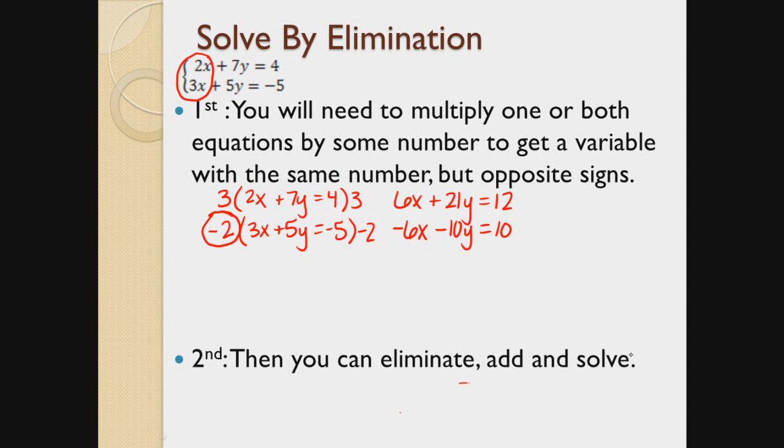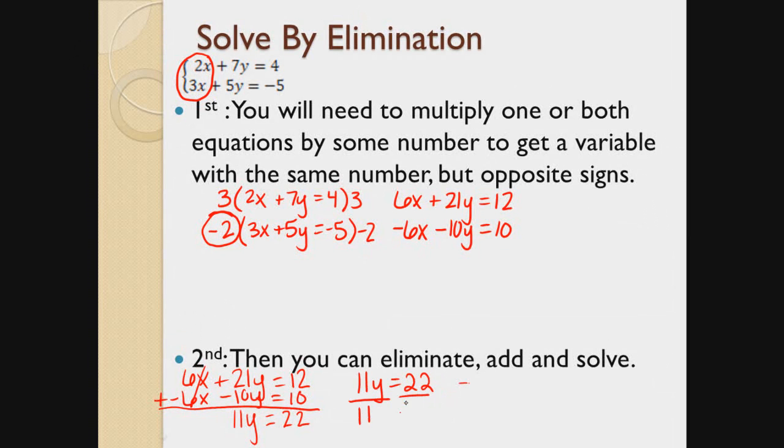So now we can eliminate and add our equations together. So let's take 6x plus 21y equals 12 plus negative 6x minus 10y equals 10. 6x plus negative 6x will eliminate. 21y plus negative 10y will make 11y. And 12 plus 10 will make 22. So now 11y equals 22. We can divide by 11 and find that y equals 2.